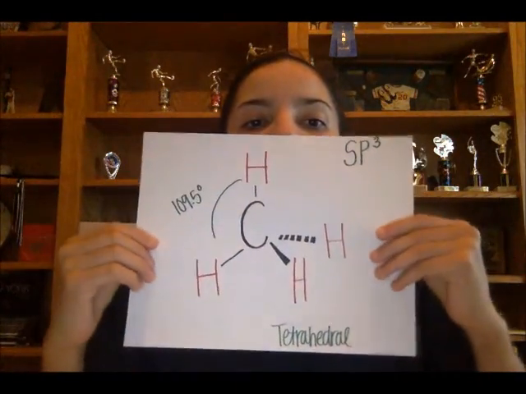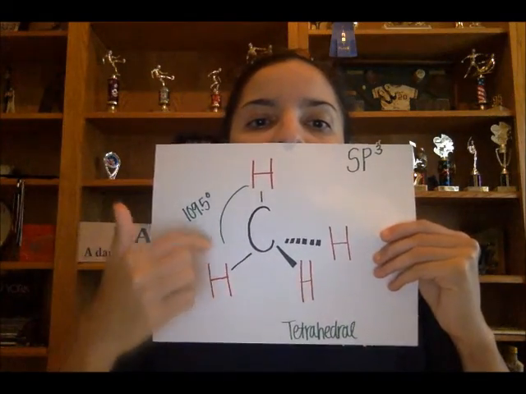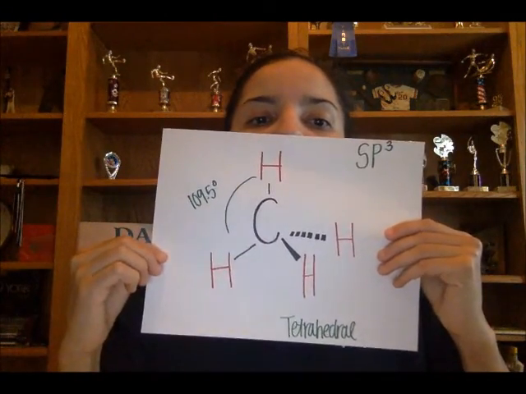sp3 hybridization results from the combination of the s orbital and all 3 p orbitals in the second energy level of carbon. Because this type of hybridization uses all the p orbitals, there are no p orbitals left. Here's an example of sp3, and this is CH4, and you can see right here a 109.5 degree angle, and this is tetrahedral.